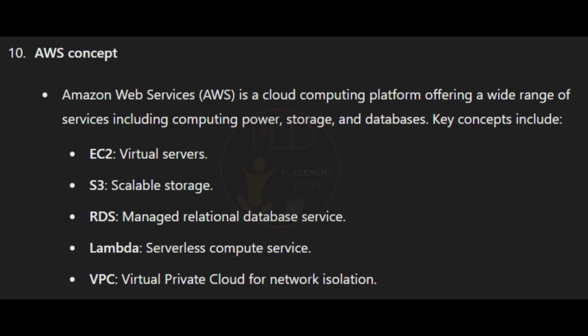The 10th question is AWS concept. AWS is Amazon Web Services, a cloud computing platform offering a wide range of services including computing power, storage, and databases. The key concepts include EC2, that is virtual server, S3 is scalable storage, RDS is managed relational database service, Lambda is a serverless compute service, and the VPC is virtual private cloud for network isolation.